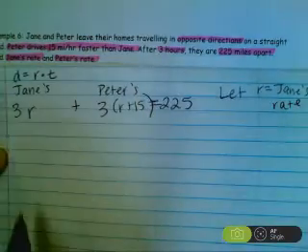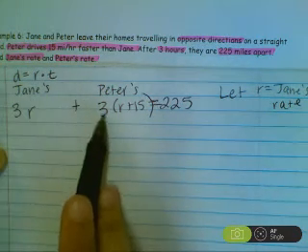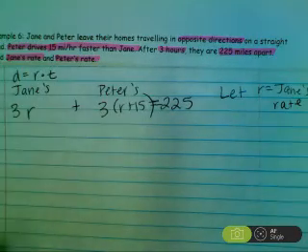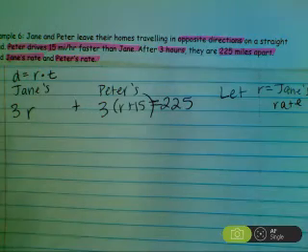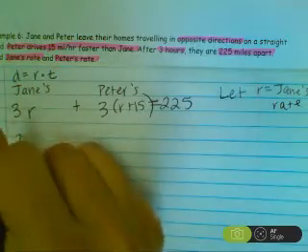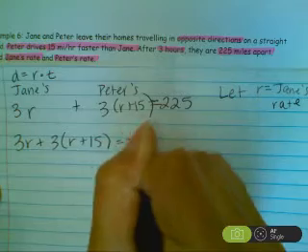Okay? Now I have my equation. 3 times R will give me Jane's distance. 3 times (R plus 15) will give me Peter's distance. Altogether, that equals 225 miles. So I'm going to rewrite my equation just so it's a little bit easier to see all the pieces.